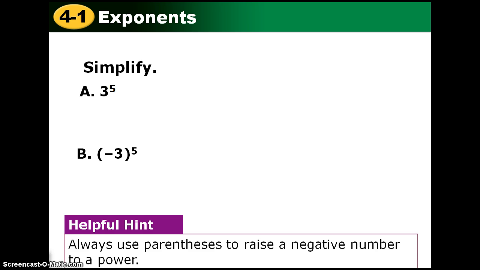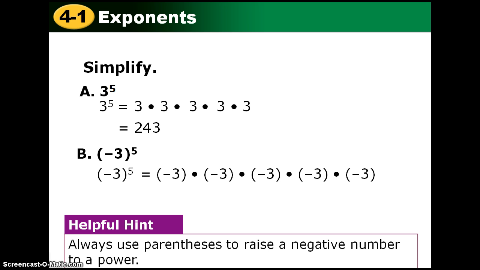Simplify means find out what it actually equals. So 3 to the 5th power would be like 3 times 3 times 3 times 3 times 3, or an equivalent of 243. Negative 3 to the 5th power would be multiplying the number negative 3 5 times. Since we have an odd amount of negatives, our answer is going to be negative, and we already know that it's 243 from the previous problem.